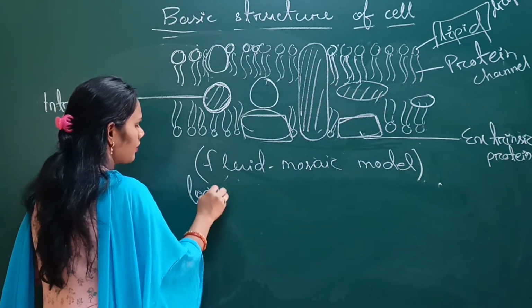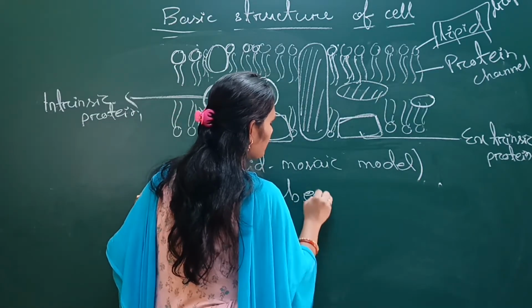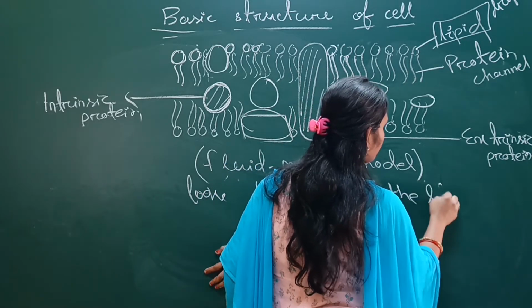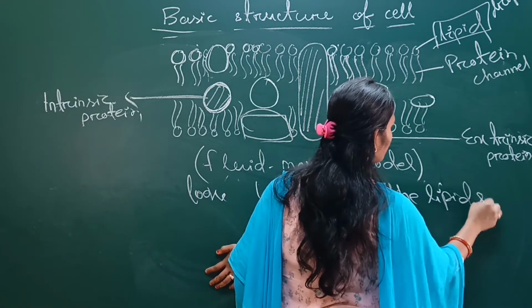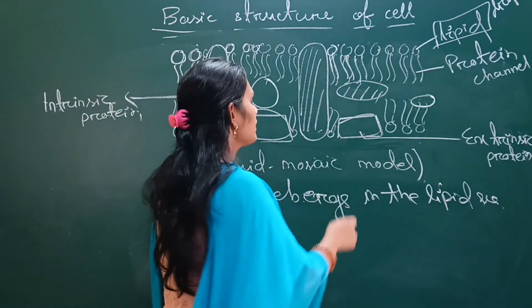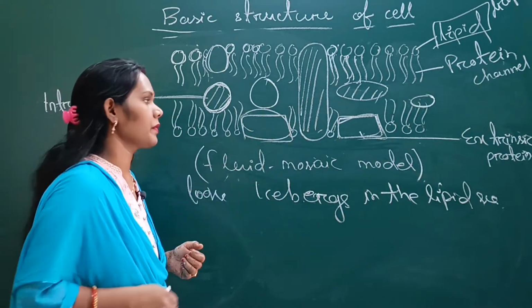These extrinsic proteins look like icebergs in the lipid sea, because with so many lipid droplets here, some extrinsic proteins just float above the lipid.